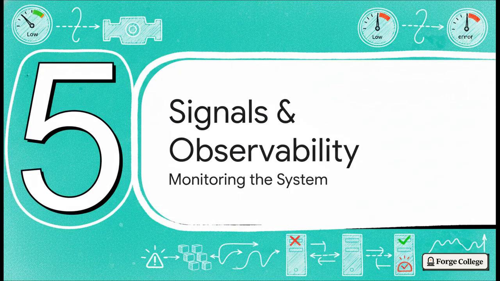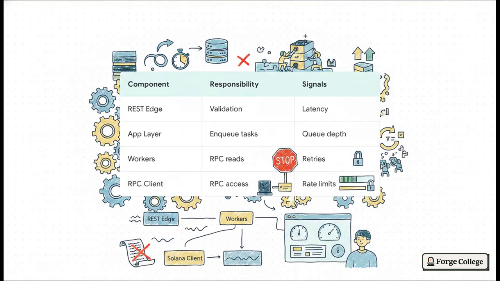All right, part 5, signals and observability. Let's talk about monitoring the system. If the previous architecture was our engine, this touchpoints matrix represents the dials and gauges on our dashboard. For the REST edge, our key signals are request latency and HTTP error rates. For the app layer, we're carefully watching queue depth, because if that climbs, it means our workers are too slow. For the workers, we track retry counts and outright failures. And for the Solana client, it's all about tracking RPC latency and watching for rate limits.